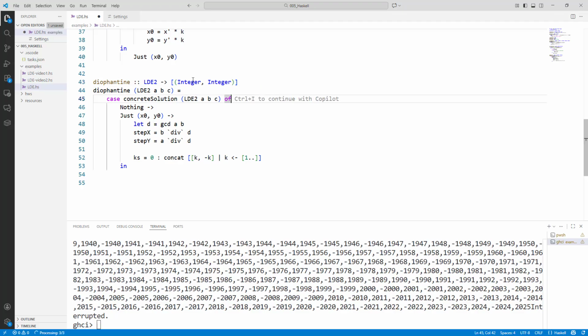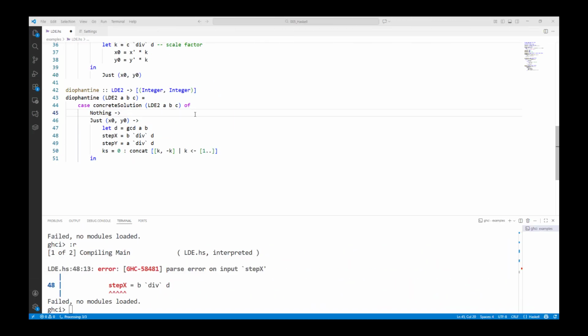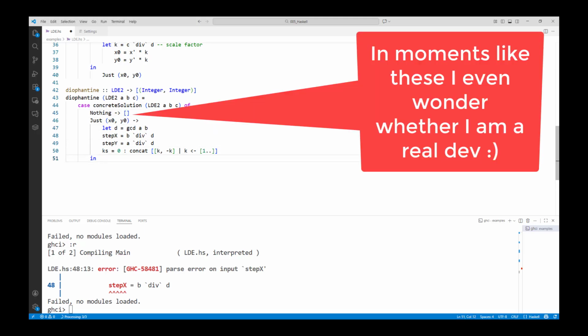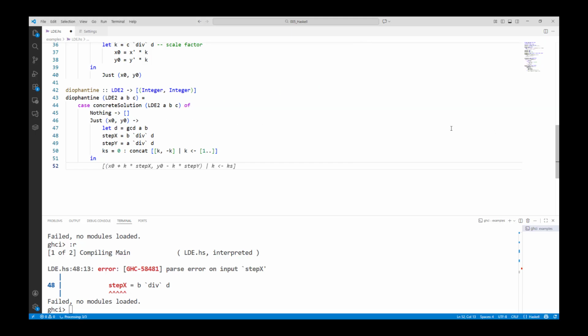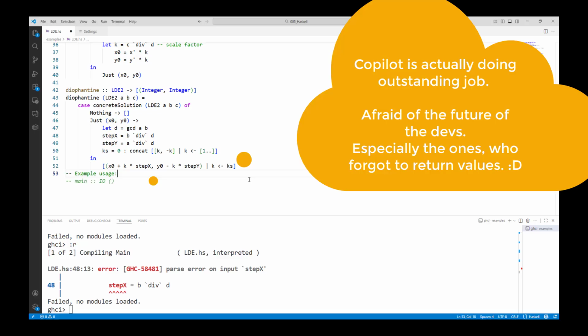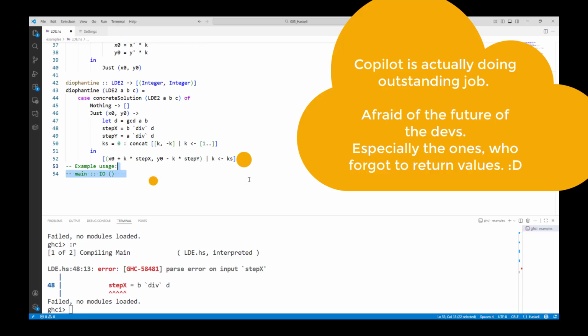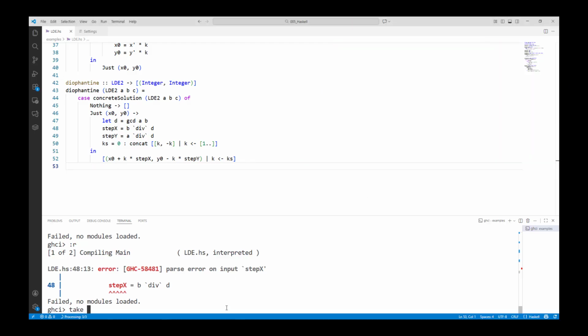Control Y to continue with Copilot. No, we're perfect. Well, not exactly perfect, as our nothing is not returning anything, but now it is returning an empty list. And here this in should actually be in something, and Copilot actually knows what it's doing. Yes. It even gives us an example usage. I'm impressed. Yeah, anyway, let's give it a try and see what will happen if we take 5 of the Diophantine. Reload, Control S, reload.